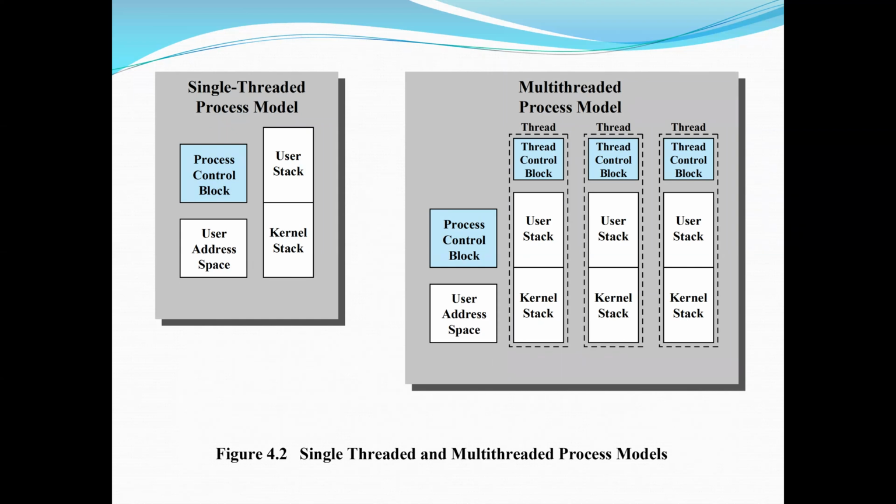Now, while the process is running, it controls the processor registers, and the content of these registers is saved when the process is not running. Now, in a multi-threaded environment, there is still a single process control block and also a user address space associated with this process. But now, there are separate stacks for each thread, as we can see in the diagram. We have a single process control block and user address space, but each thread has its own user stack and kernel stack.